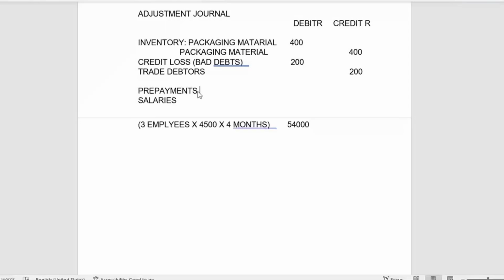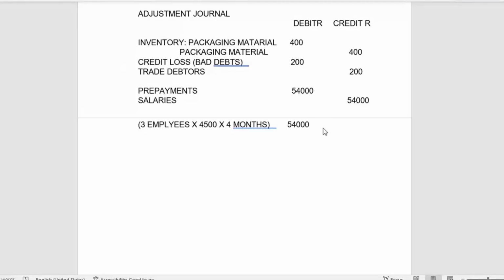Basically, what you do is prepayment on the debit is an asset, 54,000, and the contra allocation account is the salaries, 54,000 rand. I just did this intentionally so that when you read the question, I want you to be careful and understand exactly what they are talking about. So do not forget, it's 3 employees, each worth 4,500 rand, and it was paid for 4 months. That's why we've got 3 multiplied by 4,500 multiplied by 4 months. Make sense? Yeah, it does. Okay.